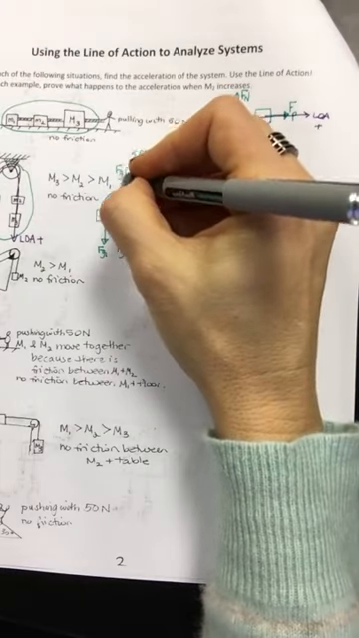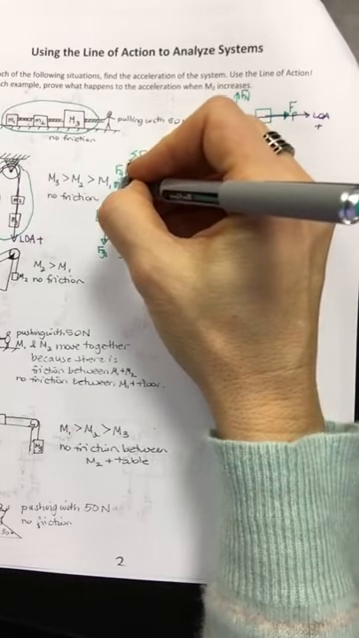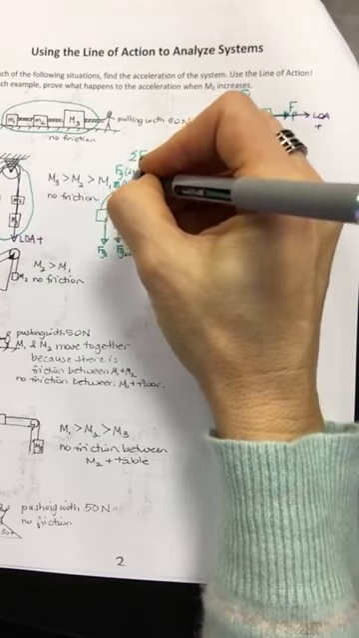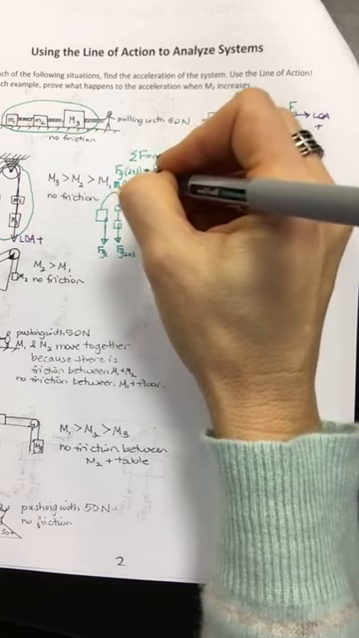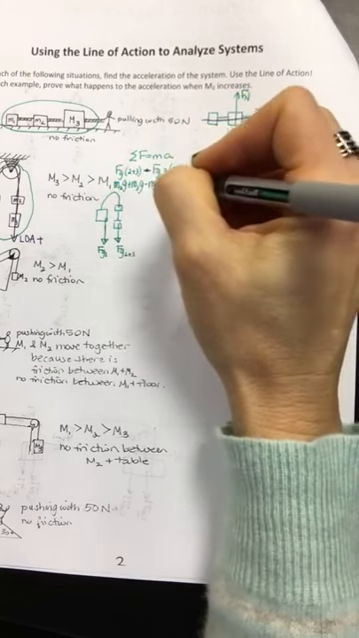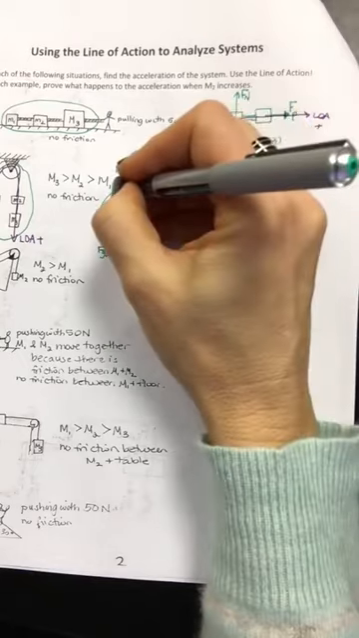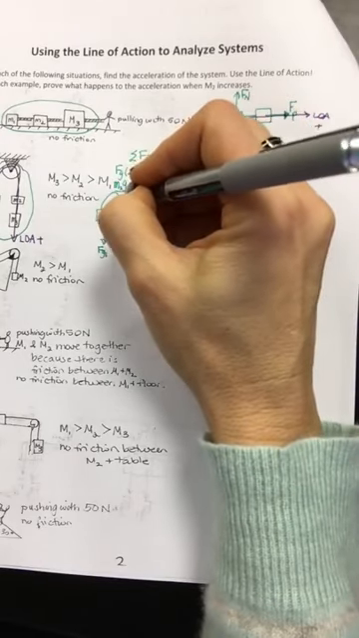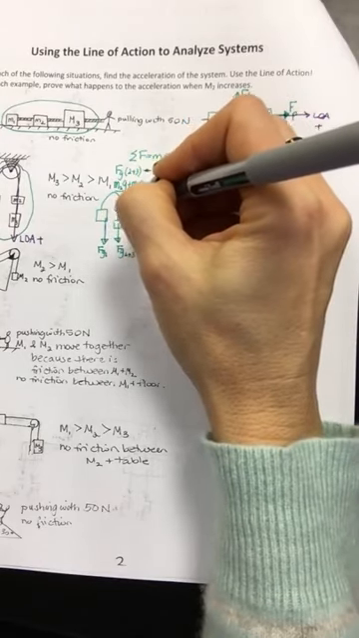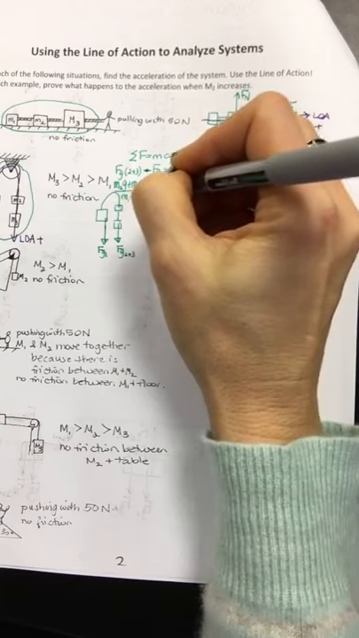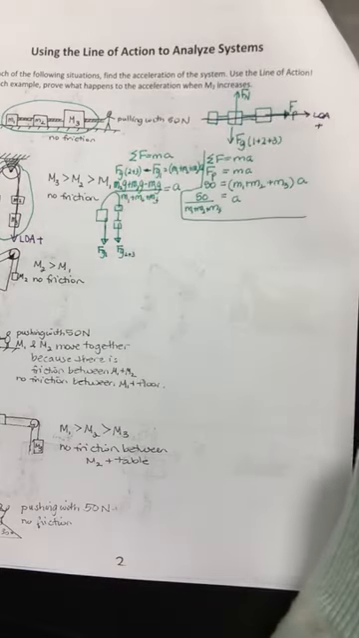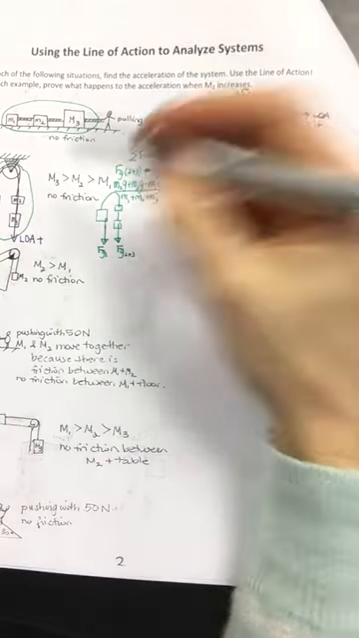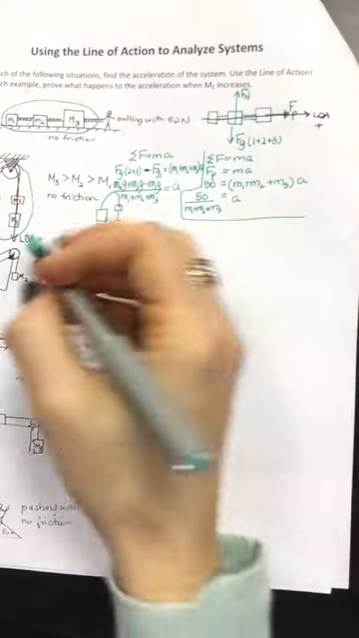So you can break this down, this would be M2G plus M3G minus M1G. And if we divide both sides by the mass, you get M1 plus M2 plus M3 equals acceleration. So that's your expression for acceleration for this problem. Let's look at the next one.